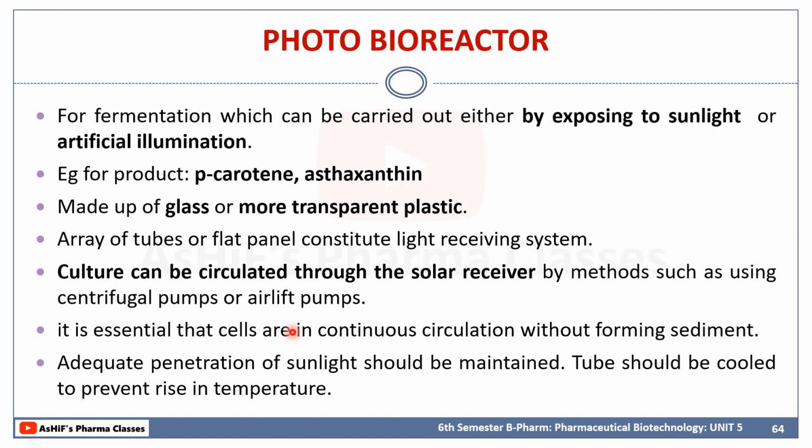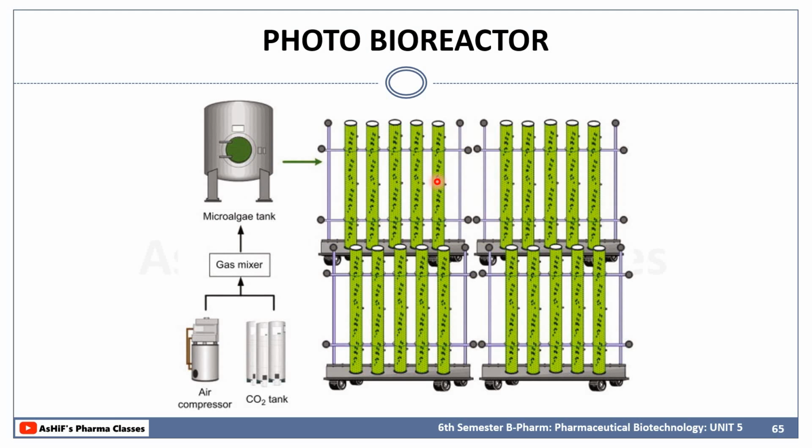And finally we have photobioreactor. So fermentation, which can be carried out either by exposing sunlight or artificial illumination, can be done in the photobioreactor. Example for the production of beta-carotene as well as astaxanthin. Usually these are made up of glass or more transparent plastics. We have array of tubes like this.